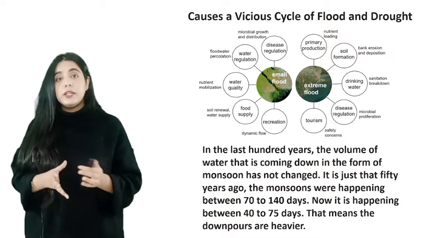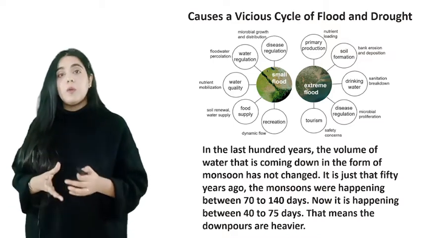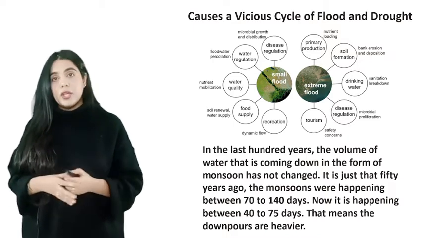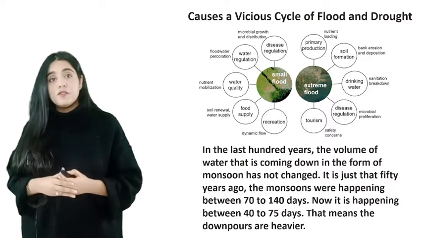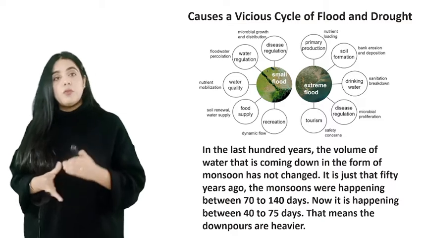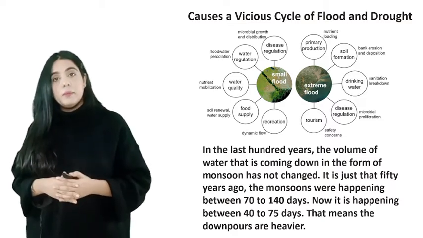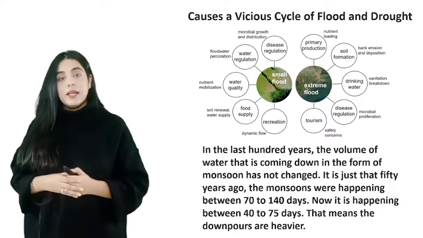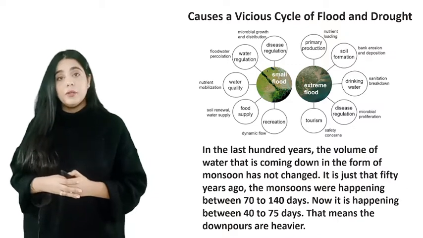In the last 100 years, the volume of water that is coming down in the form of monsoon has not changed. It is just that 50 years ago, the monsoons were happening between 70 to 140 days. Now it is happening between 40 to 75 days. That means downpours are heavier.